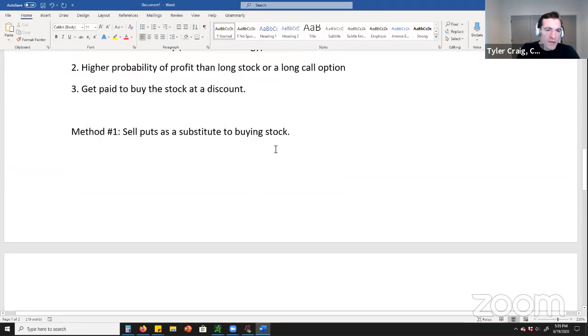What if I want to use the naked put as a substitute to buying stock? I want to draw a picture on this real quick. I think this is interesting.